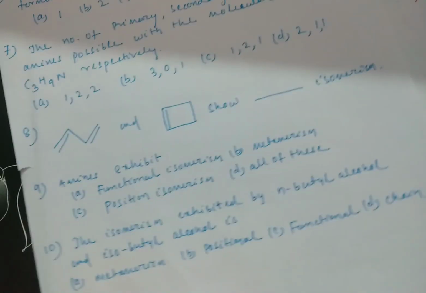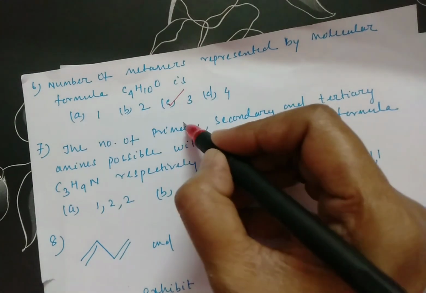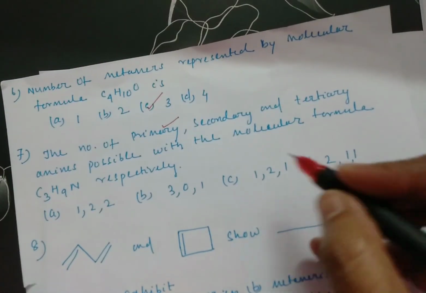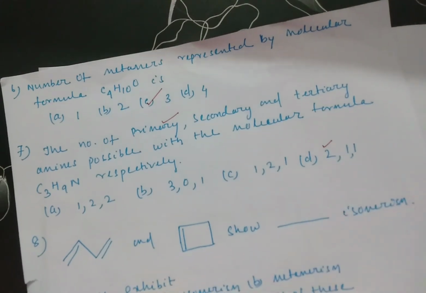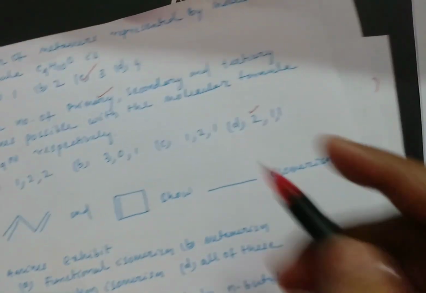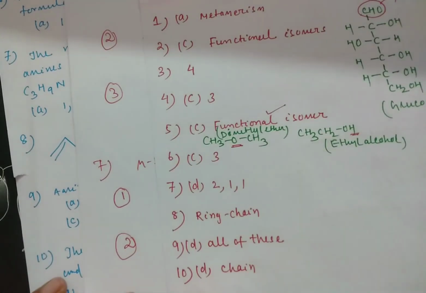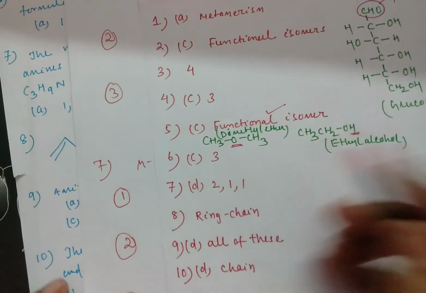For question 7, the primary amine, how many primary amines are possible? 2 primary amines. So the first case is 2. Then secondary one and tertiary one. So the choice is number D, 2, 1, 1. So for 7 it is D.